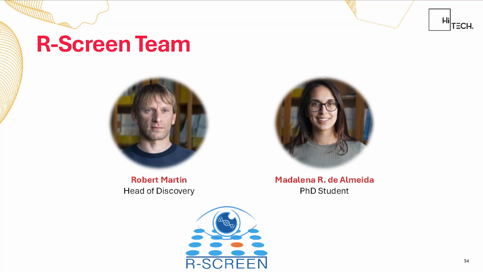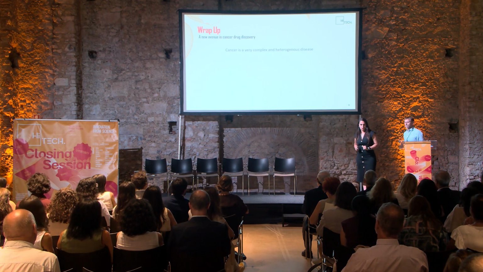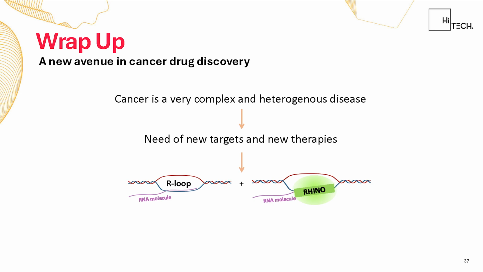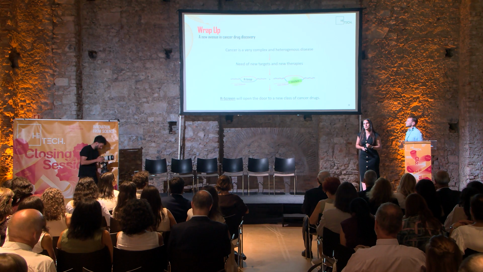The team behind this project is Robert and I, and we work at GIM. And I want you to take this message home. Cancer is very complex and heterogeneous, so there is a constant need for new targets and new therapies. But now we can align a new target, which is R loops, with our tool, RHINO. And in this way, our screen will open the door to a new class of cancer drugs.